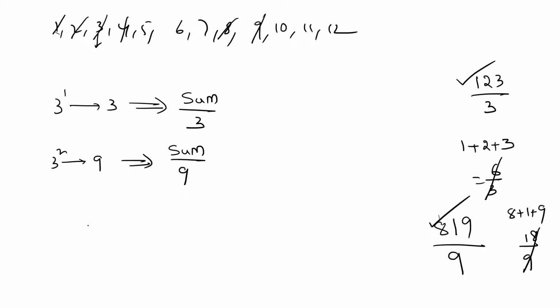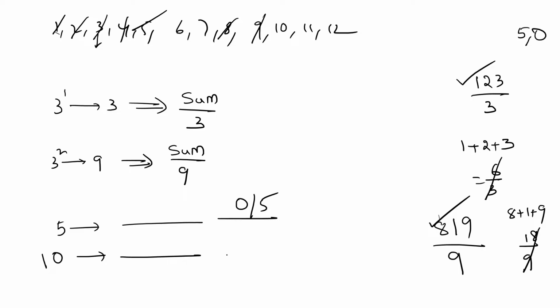Next, what is the rule for 5? The rule for 5 here is, the unit digit should be 0 or 5, like 5 ones are 5, 2 5s are 10, 3 5s are 15. If we check, the last number is always 5 or 0. So if the last one digit is 0 or 5, then you can say the number will be divisible by 5. Then what is the rule for 10? The rule for 10 here is, the last digit or unit digit should be equal to 0, like 10, 20, 300, 350, like all those numbers. If you are having the last one digit as 0, that number is divisible by 10.